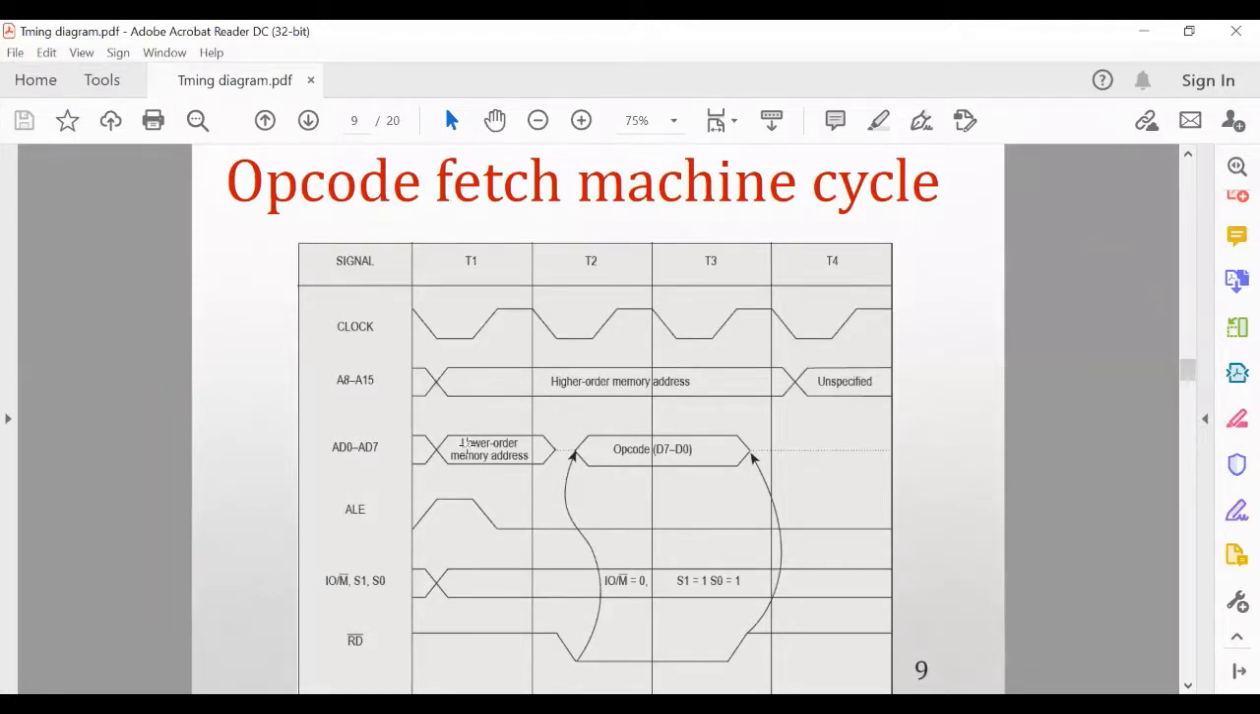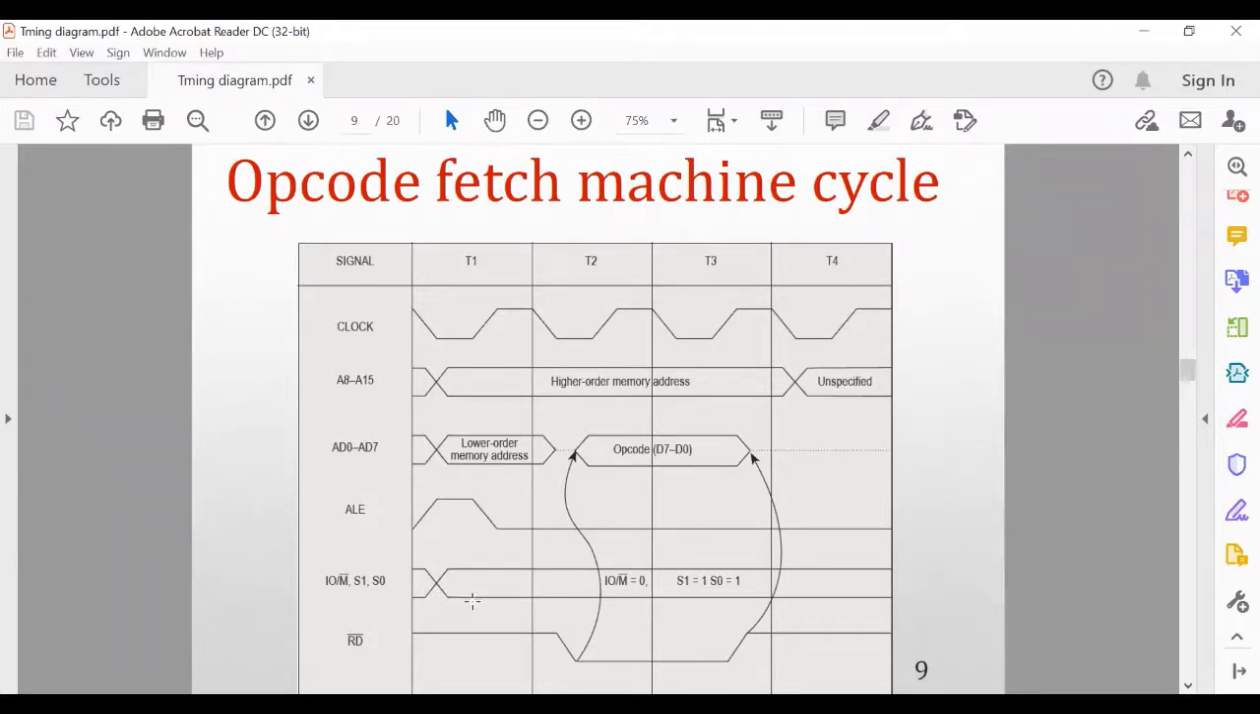The lower order address is placed in the AD0 to AD7 lines, and the higher order address is placed in the A8 to A15 lines. The change of binary levels is shown in the timing diagram by a cross section, as I have told you earlier. And after that, the IO/M bar signal goes low because at that time it is 0. So the IO/M bar signal goes low, but S1 and S0 go high. That's why it is given in this way.